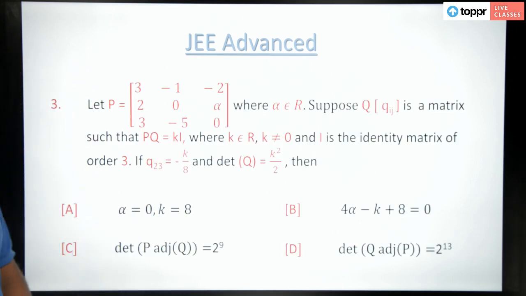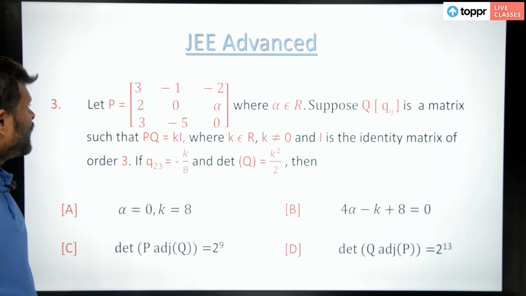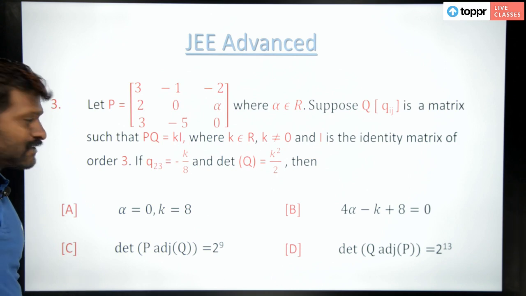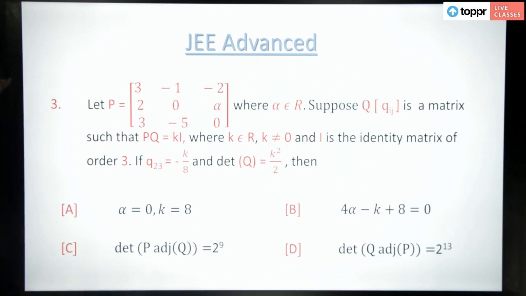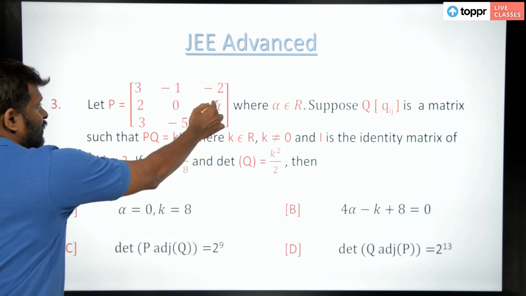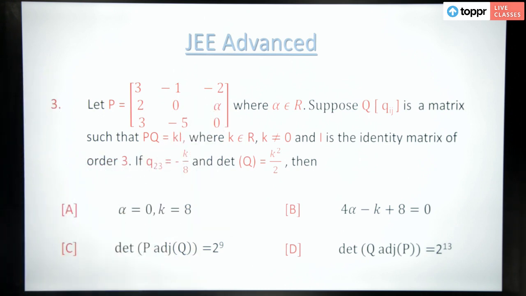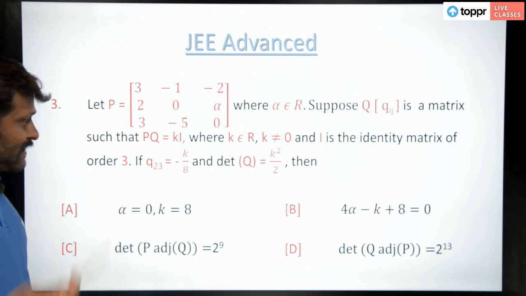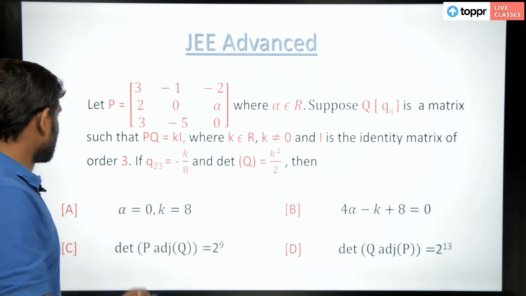Yeah. So, here P is a 3 by 3 matrix given to us, which has alpha, an unknown value, in it, where alpha belongs to R. So, alpha is a real number, and suppose that Q is another matrix, Qij, such that PQ is equal to kI.